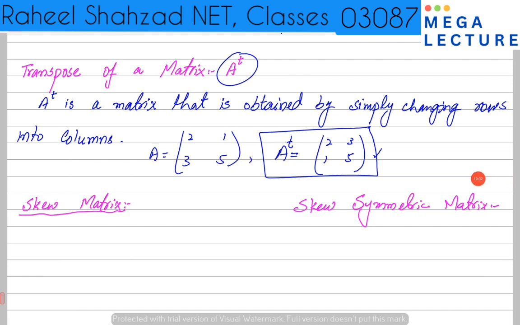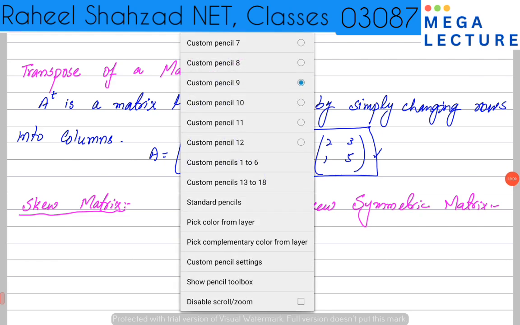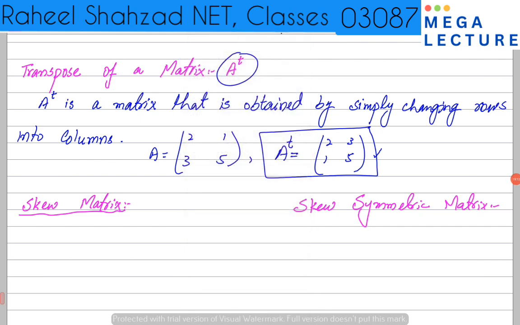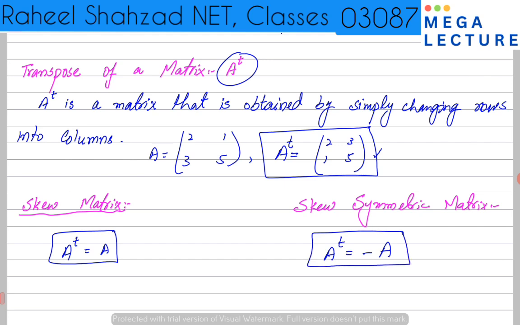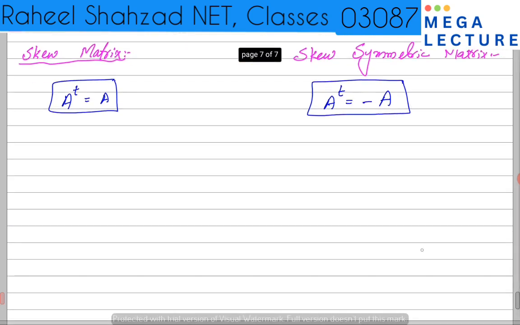Next very important concept is the symmetric and skew symmetric matrix. A matrix is known as symmetric if A transpose becomes equal to A. There will be some cases in which the transpose of a matrix becomes equal to A. And a skew symmetric matrix is a matrix in which A transpose becomes equal to minus A. So you take the transpose, and if it becomes equal to A, the matrix is symmetric. If you take the transpose and it becomes minus A, that is known as skew symmetric.